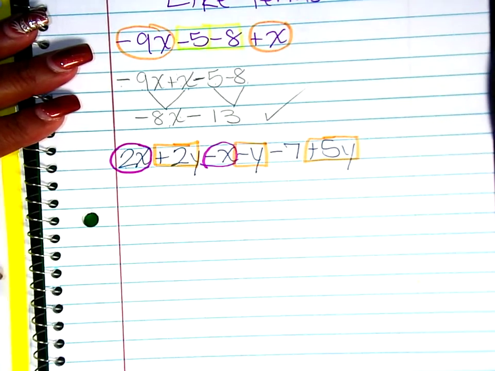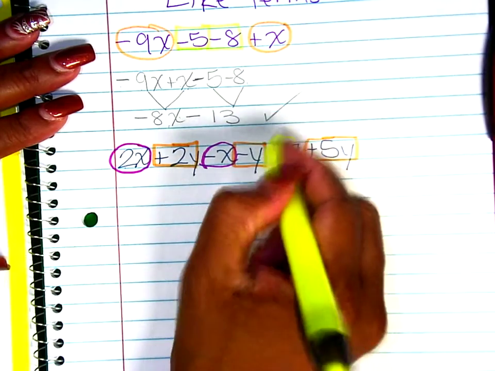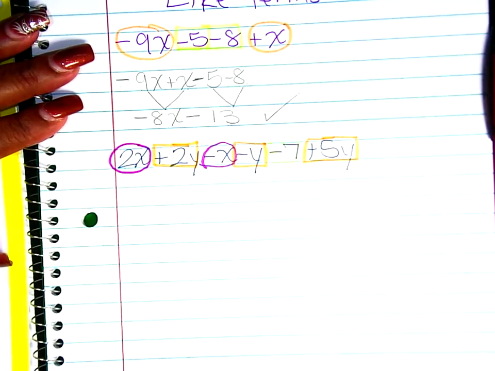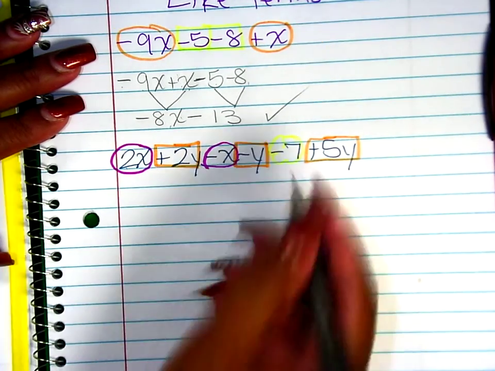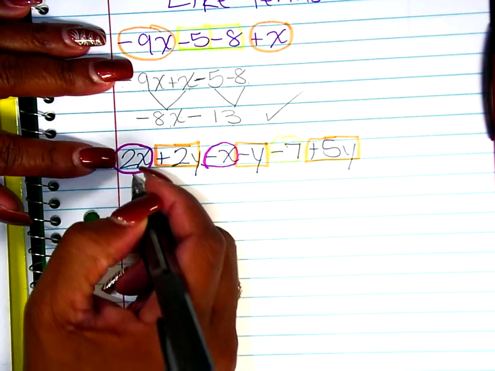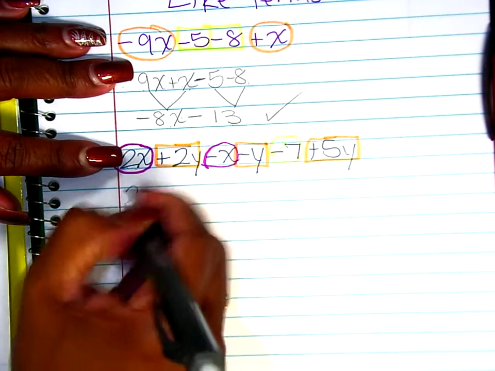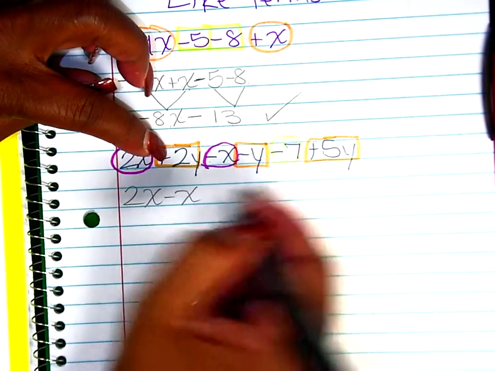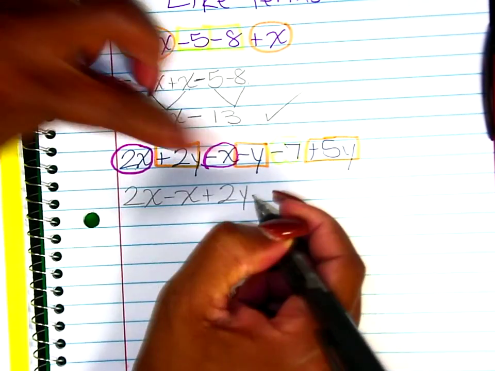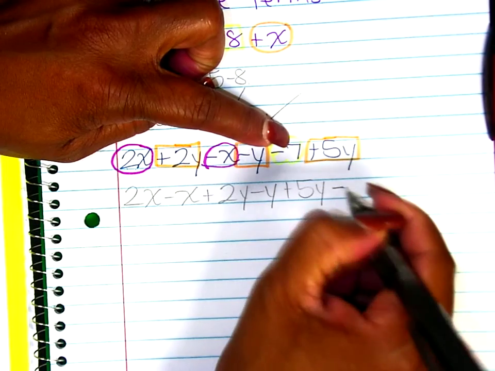So the next thing I'm going to do is go ahead and enclose this negative 7. That constant there is the loner. It has no one like itself. So I'm going to rewrite my like terms beside each other. So I have here 2x minus x. Then I have plus 2y minus y plus 5y. Then the loner is the negative 7.